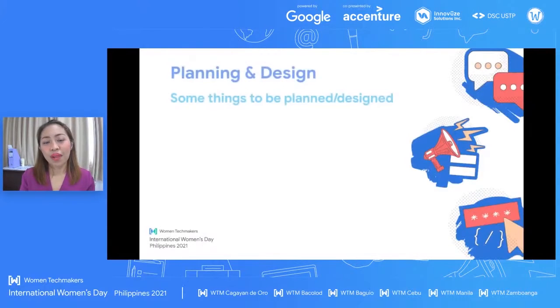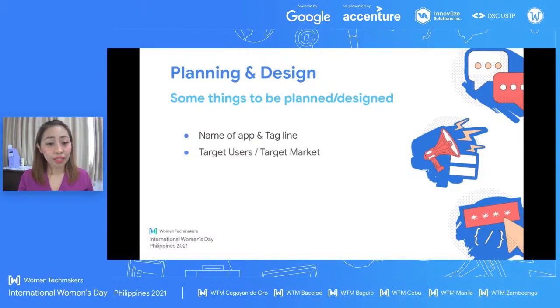So we plan, for example, the name of your app, the tagline, your target users or your target market, so who will use your app, the contents of your app, the color theme. Not necessarily your favorite color, but if you want, then it will be okay, but not necessarily your favorite color.